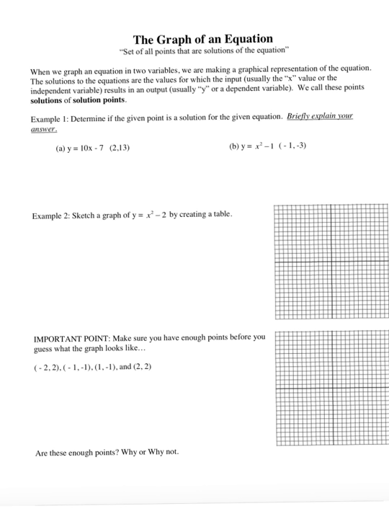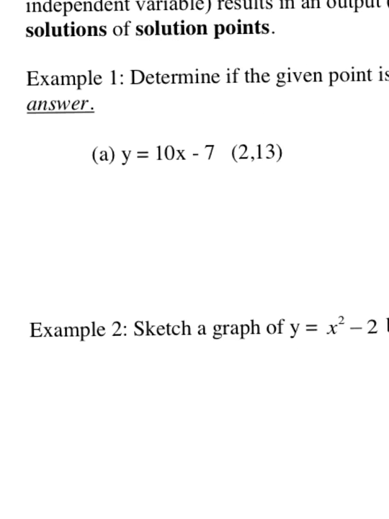So I'm going to go ahead and expand this page so that we can take a closer look at the first example. We're going to look at example 1, question A first. In this first question, we are to determine if the given point is a solution for the given equation. So the way we're going to do this is we're going to label our point x, y, and we're going to substitute those values into the equation. And if the equation is true, then that point is on our graph.